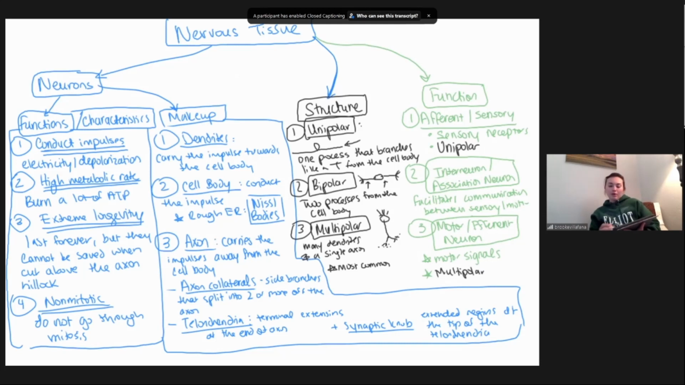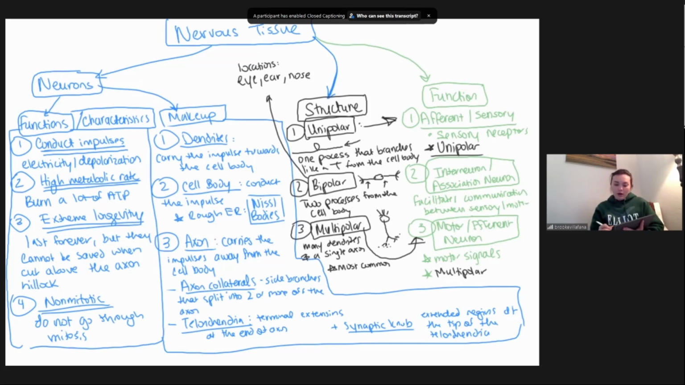So we covered which one the unipolar is. It's the sensory, right? And we covered which one the multipolar is. It's the motor or the efferent. But which one is the bipolar? You would think it would be the interneuron. No. So the bipolar is located in the eye, the ear, and the nose. So these are the locations of the bipolar.